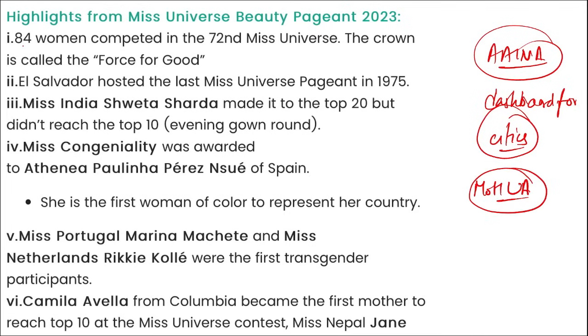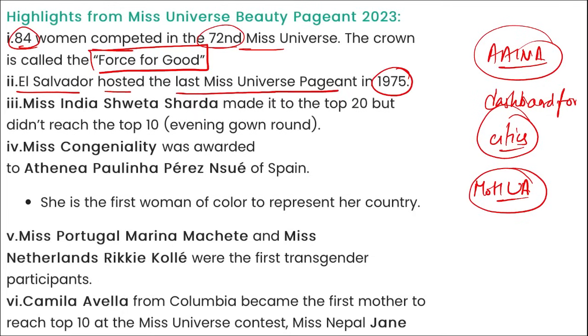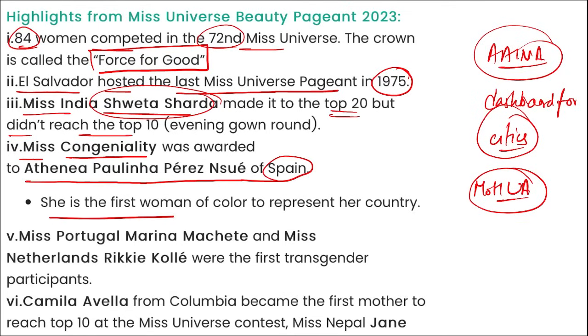Aina. Then here you can see 84 women competed in the second edition of the Miss Universe. This crown is called Force for Good. El Salvador hosted the last Miss Universe pageant in 1975, and this year in 2023 they hosted it again. Then Miss India Shweta Sharda made it to the top 20 but didn't reach the top 10. Then Miss Congeniality was awarded to Athenia Perez Nuse of Spain. She became the first woman of color to represent her country. And Miss Portugal Marina Machati and Miss Netherlands Ricky Coley were the first transgender participants here.